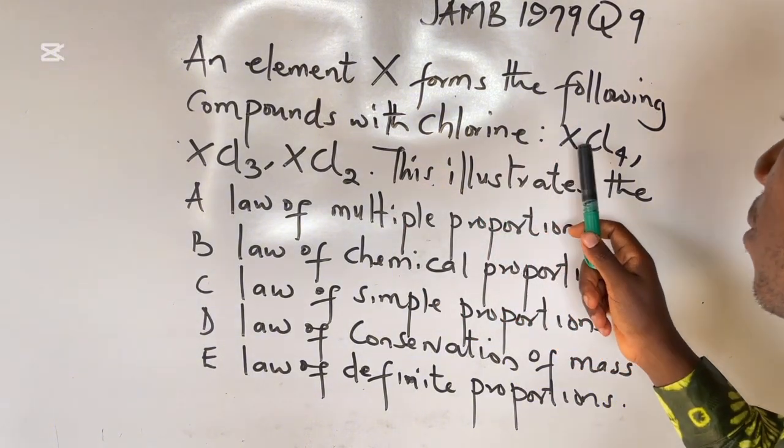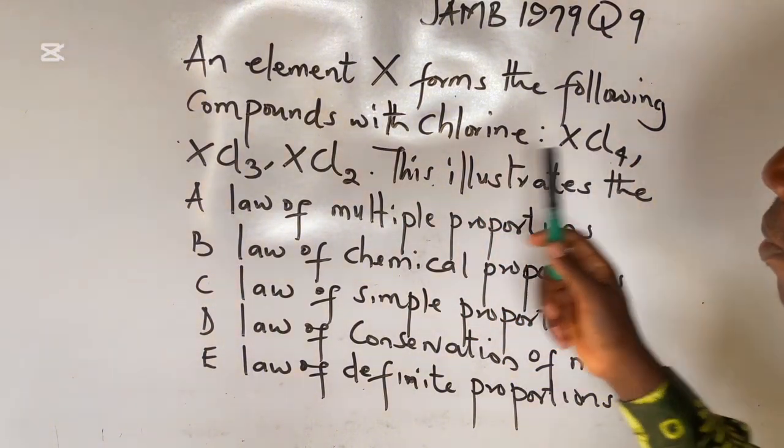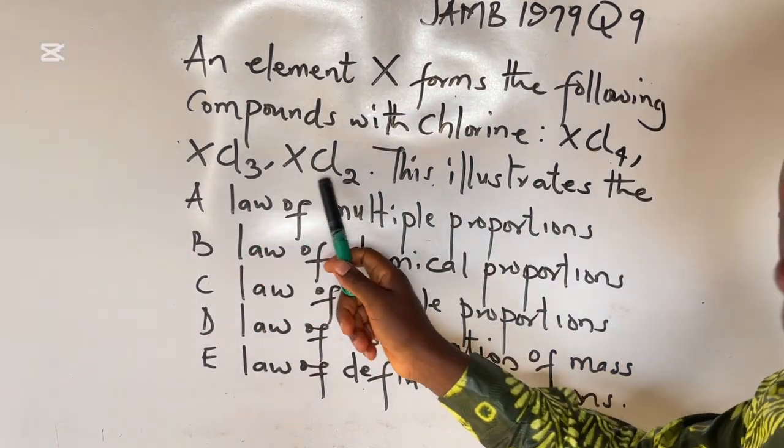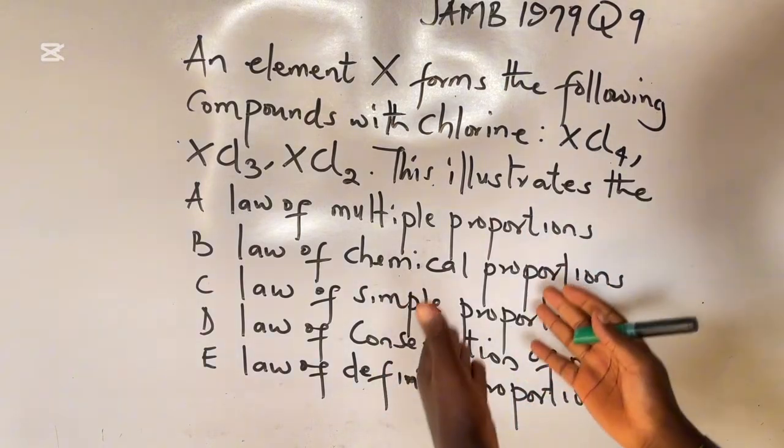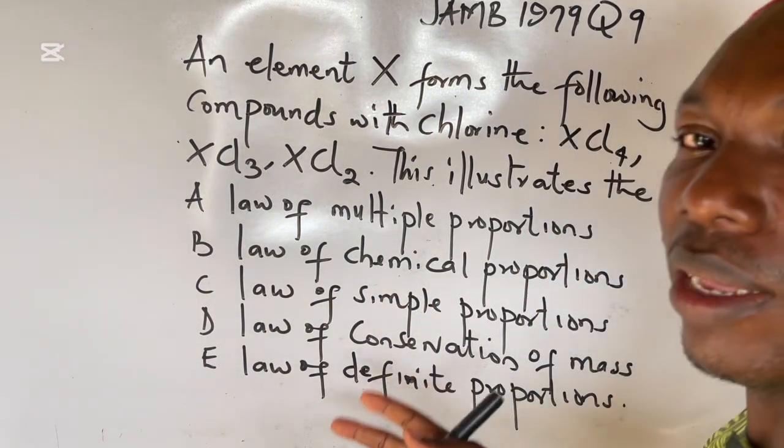That's XCl4, XCl3, XCl2. This illustrates one of the laws on the board. But let me explain some things.